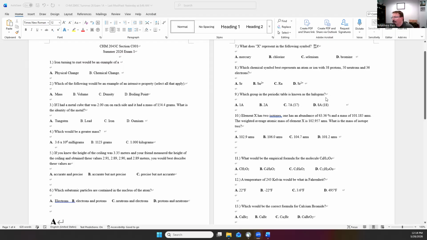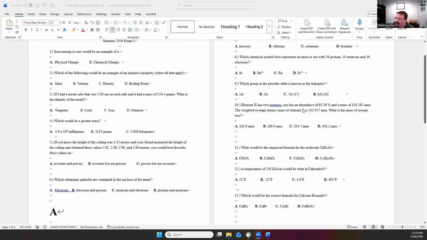Which group in the periodic table is known as the halogens? So if you're talking about main group elements, then you'd have 1A, 2A, you'd skip the transition metals and then go to 3A, that'd be boron, aluminum. So this halogens would be 7A, or if you're counting every column of the periodic table, counting the transition metals as well, then you'd be looking at column 17. So that's the halogens: bromine, chlorine, fluorine, iodine, etc.